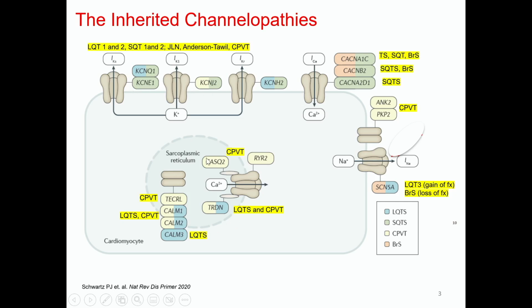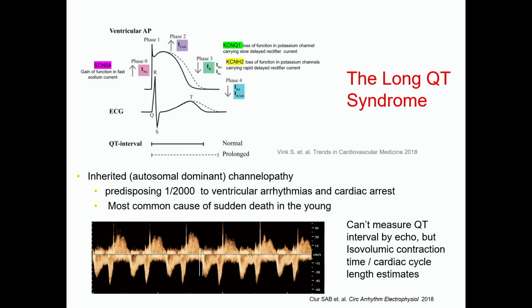And then some of the other mutations, such as those for CPVT, which is another inherited arrhythmia, which causes polymorphic VT, ventricular tachycardia. That's in the sarcoplasmic reticulum, as well as other types of genes. So if you're interested, I suggest this is a really nice review by Peter Schwartz, who really did a lot for the long QT syndrome.